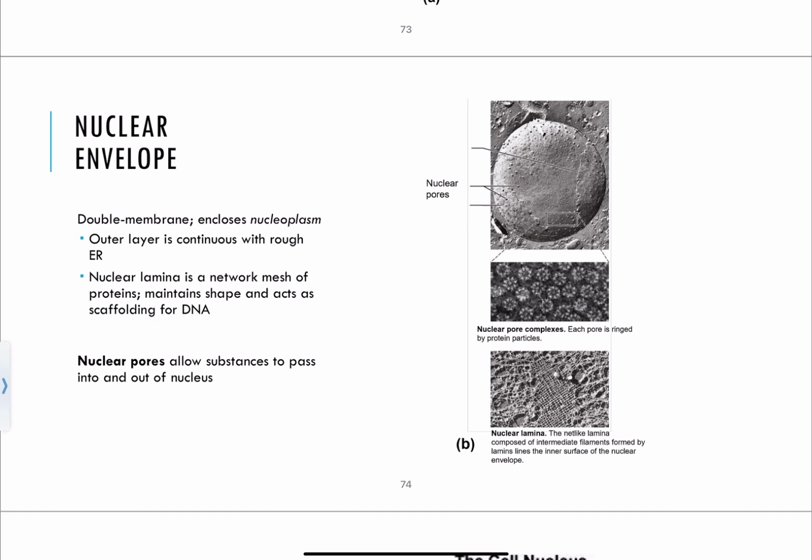It also has a nuclear lamina, and this is just a network, a mesh of proteins, that's going to act to help maintain the shape and acts as a scaffolding for DNA. So this component is similar to our cytoskeleton that we had in our cytoplasm itself. Another important feature of the nuclear envelope are nuclear pores. All these perforations within the nuclear envelope are really important so that we can export and import different things to and from the nucleus.